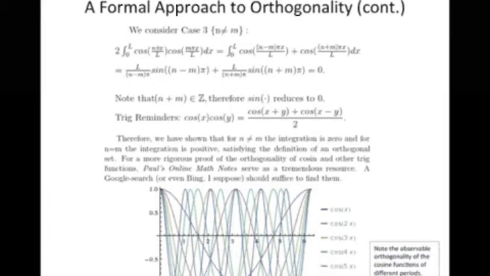This is a bit messier, and it's probably easier to just pause the video if you want to go through the proof formulation. But when n does not equal m, terms fall out and we invoke more trigonometric identities, and when n does not equal m, the integral falls to 0. Therefore, we have shown that cosines are in fact an orthogonal set, and you can look at Paul's online math notes on Google, or even Bing, I suppose, if you want a more in-depth proof of cosine, or if you want to see the proof of sine.